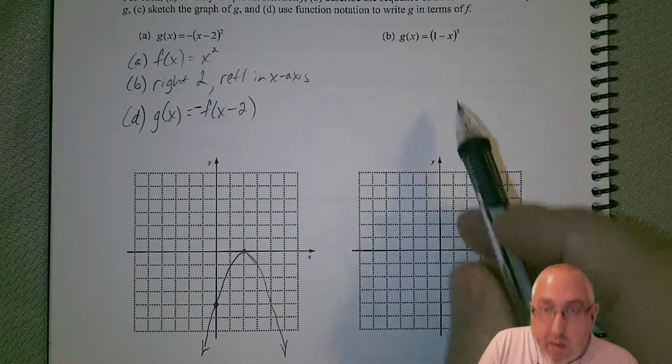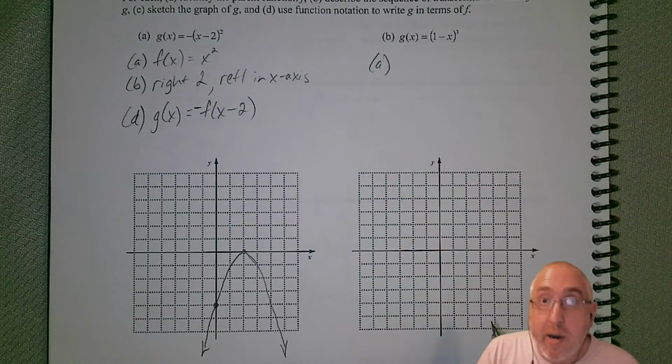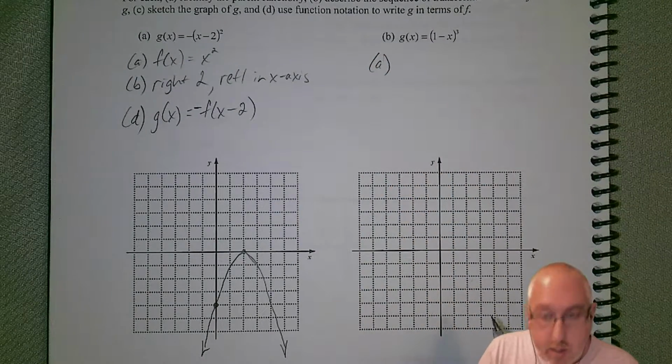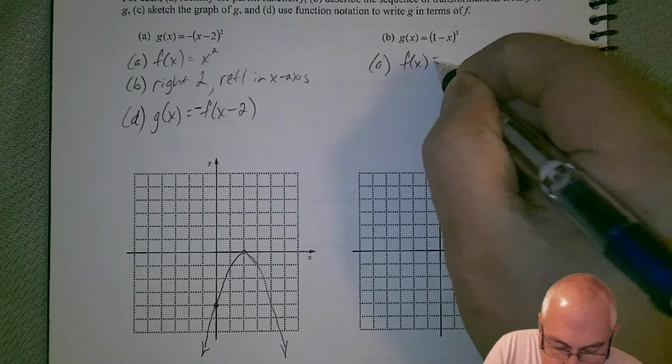All right, let's do it again with a different problem. So we got A. So what's our parent function going to be for this one? Yeah, that cube sticks out. So f of x equals x cubed.